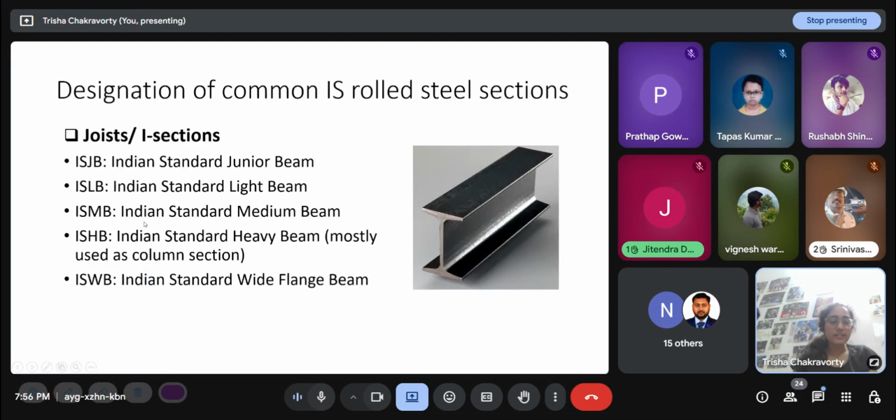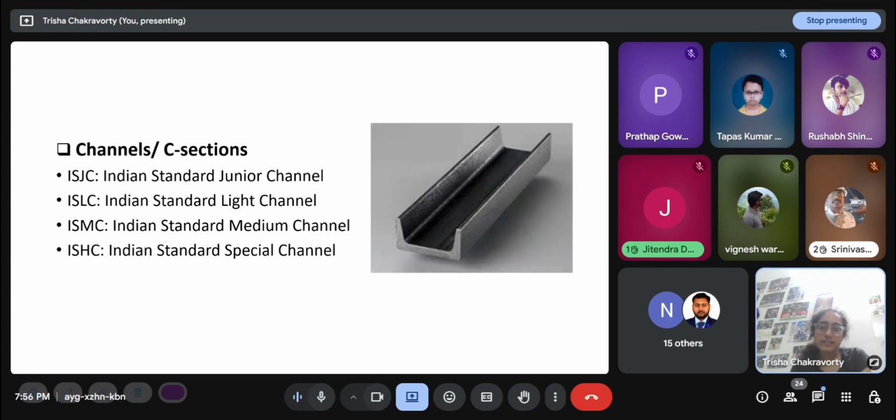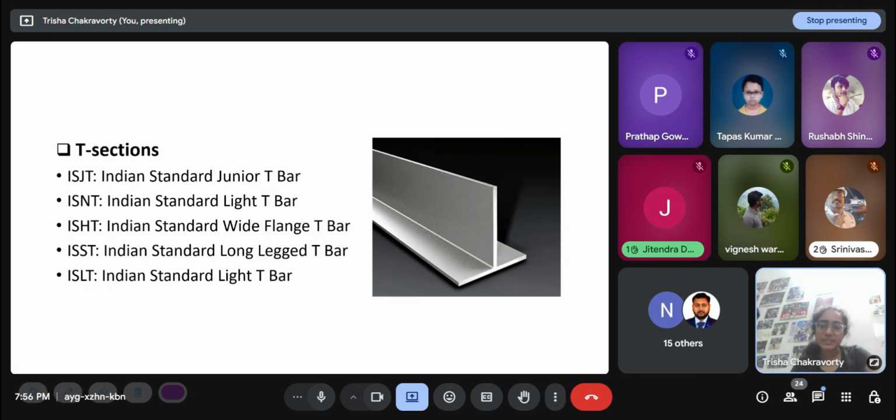Like ISMB 200 is one particular I section. It will have all the properties listed. Then channels are ISJC, ISLC, ISMC, this kind. And there will be some dimension after this. There are a lot of ISMCs: ISMC 150, ISMC 200, like that. T sections are Indian Standard Junior T bar, Indian Standard Light T bar, wide flange, long legged, etc.